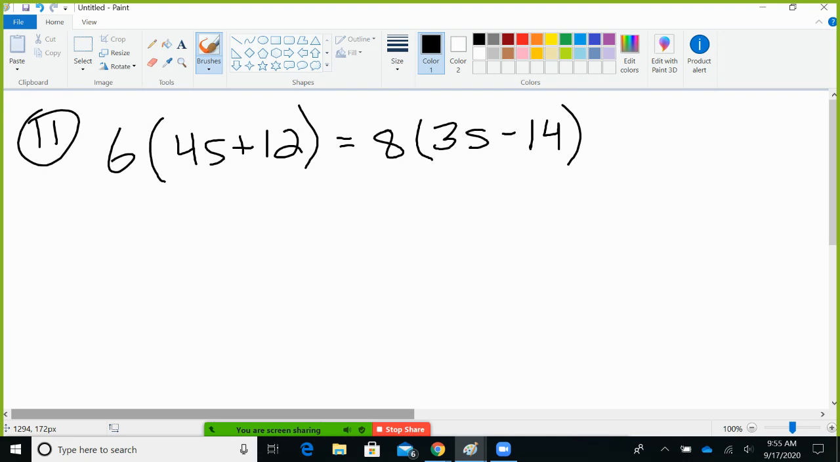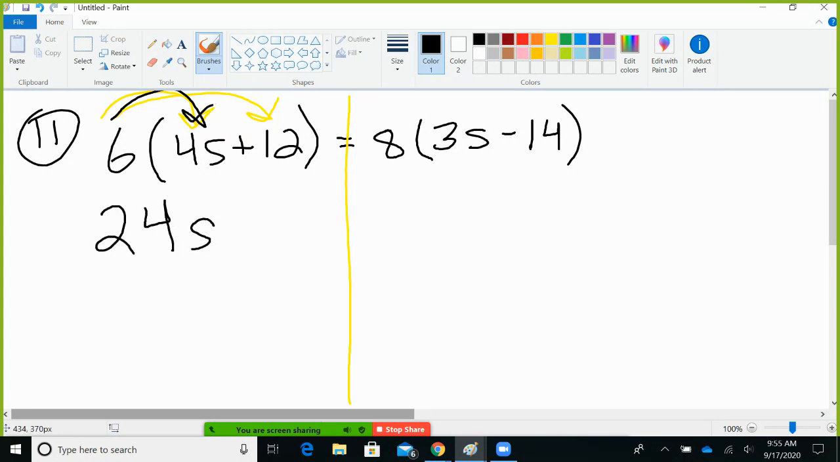Okay. Go ahead, Zach. How do I start this off? All right, use the distributive property. So 6 times 4s is 24s. And then 6 times 12 is 72. Okay, what next?